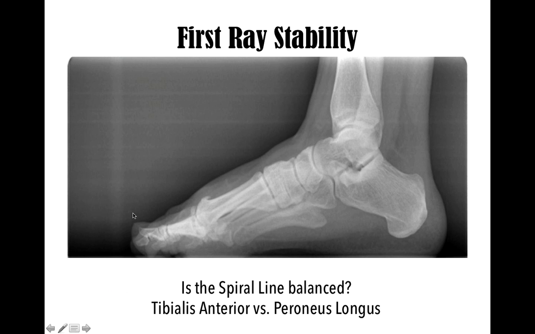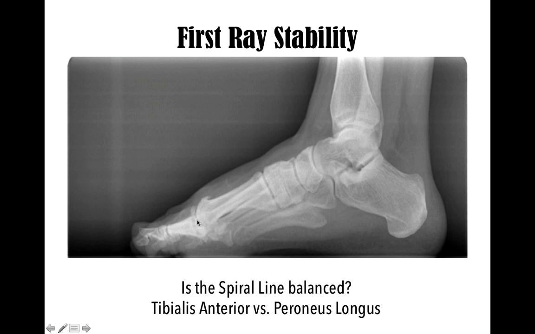So spiral line balance is very, very important. If you guys can see on this x-ray, do you see how this first metatarsal is actually elevated? That means that there is not balance or sufficient balance between the tibialis anterior on top and the Peroneus longus on bottom. So this patient or client's spiral line would not be balanced. So you can actually see based on the x-ray that they are having issues entering the gliding phase of dorsiflexion, which means they jam too early.